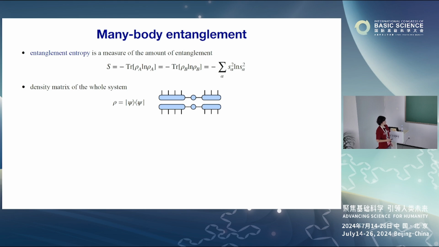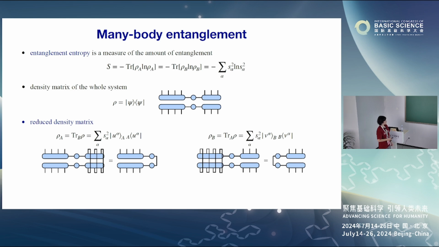So this S actually contains the information about the many-body entanglement. We can use it to measure the amount of entanglement. If you want to calculate the entanglement between this part and this part, we can first calculate the reduced density matrix of the left part. For example, we can first draw the whole density matrix. It's just the direct product of the bra and the ket, and then we have this kind of figure. We just put the wave functions together.